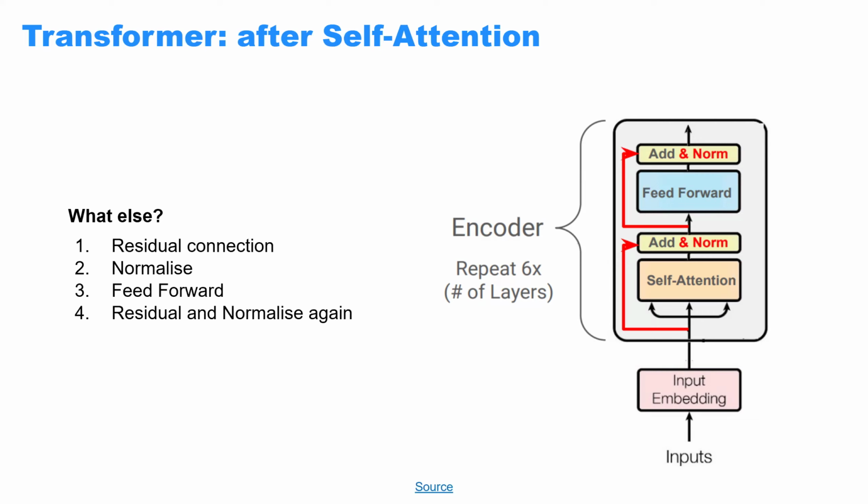Then we have a feed forward block. That's the same block from the beginning, where we have multiple linear regressions running in parallel. And then we're doing add and norm again.